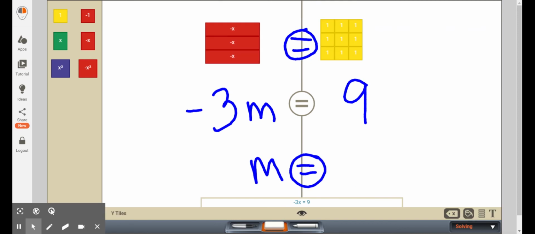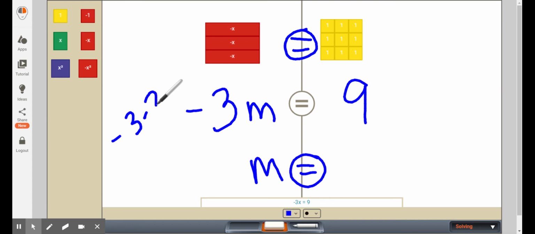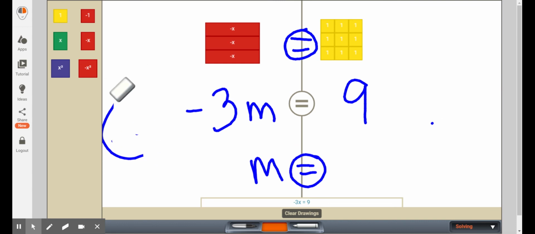Okay, last example for the modeling. So on the left side, we have 3 negative variables, or negative 3 times m, which is equal to positive 9. So just question mark, negative 3 times what? Negative 3 times what would give us a positive coming out? So the only way to change a negative into positive would be multiplying by another negative. So we know negative 3 times negative 3 would be the way we're going to have a positive 9 coming out. Okay, so let's just put that on hold for right now and then think about opposite operations.